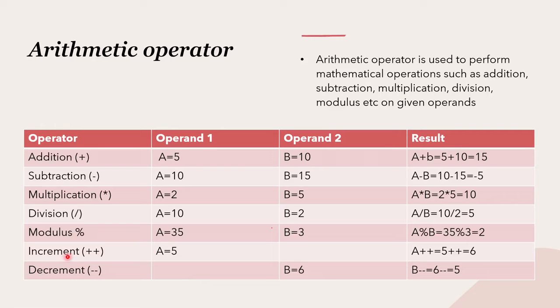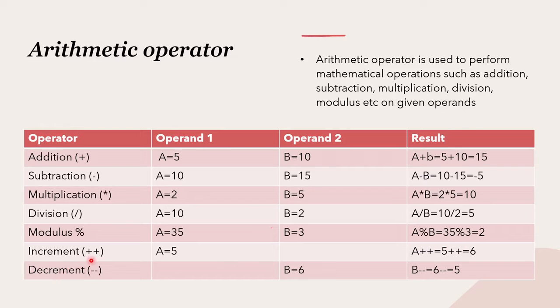The next operator is the increment operator. In this we need only one operand. You can take any one, a or b. Now we just need to add one to the given operand. a plus plus, where a equal to 5, gives 6. This number is incremented by 1.